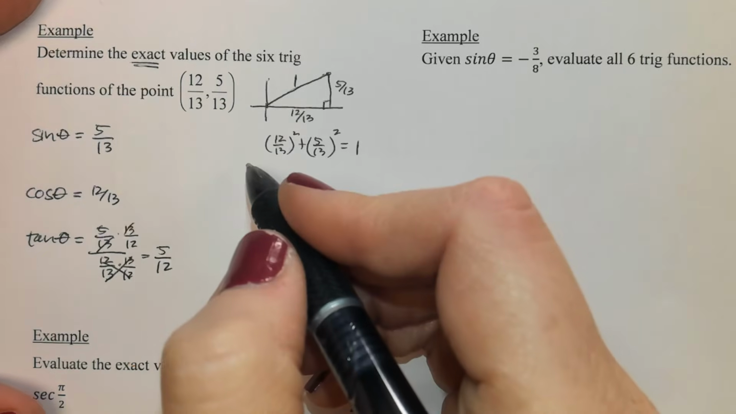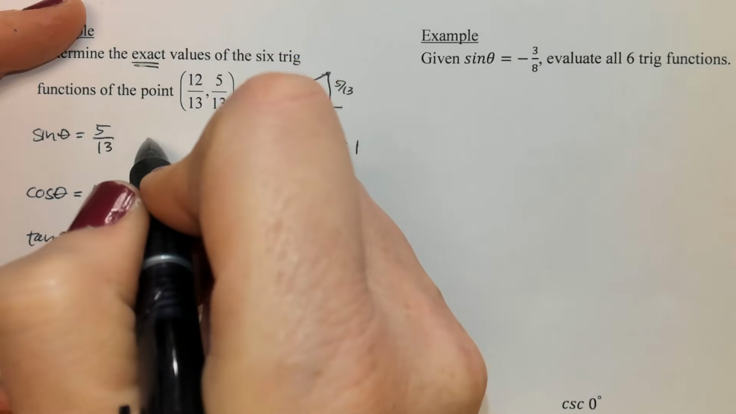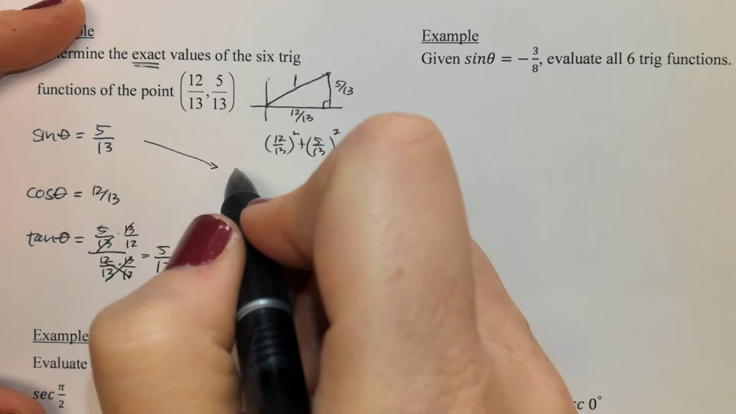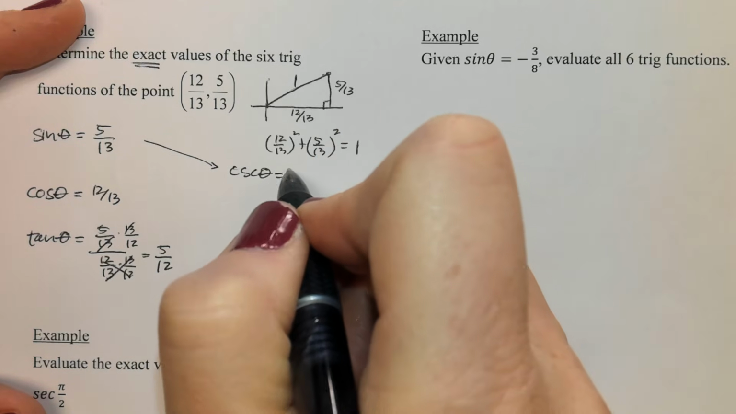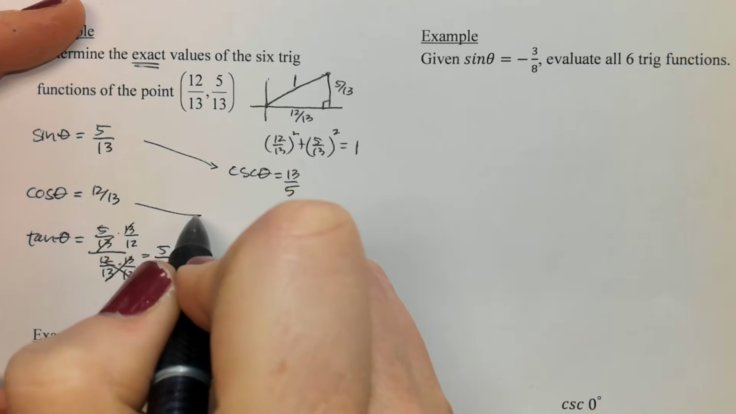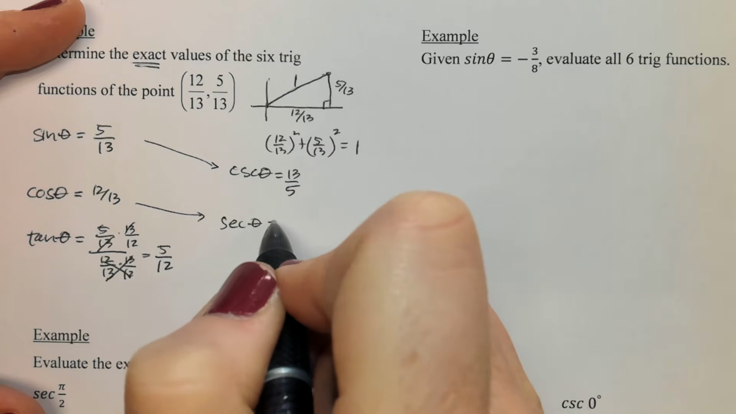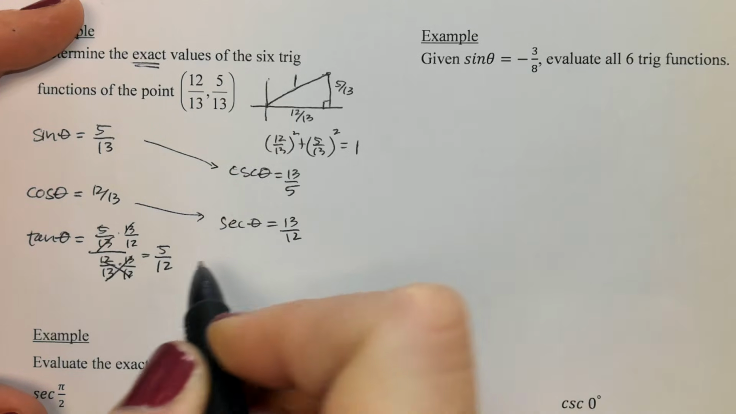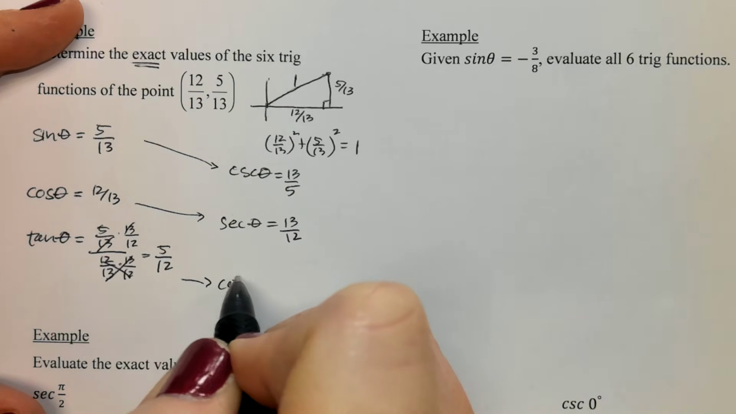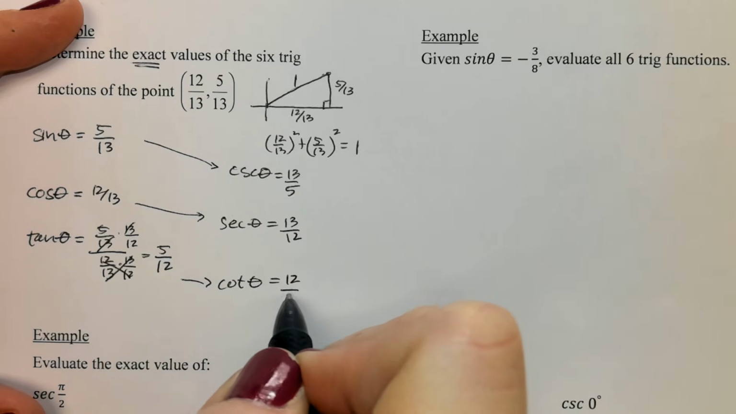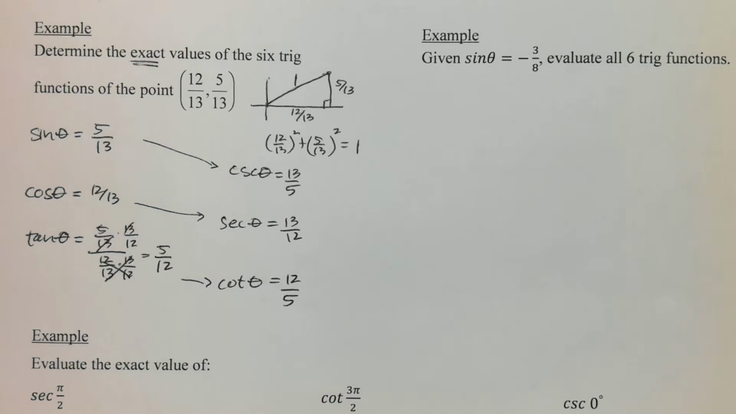To do my reciprocal trig functions, I'm going to squeeze them in here. Sine goes with cosecant, so I'm going to flip it. Cosine goes with secant. I'm just going to flip it. And tangent goes with cotangent. Just going to flip it. Those are just the reciprocals.